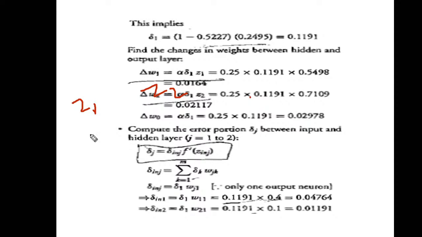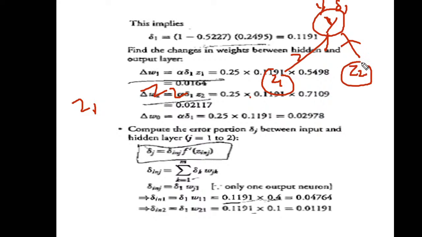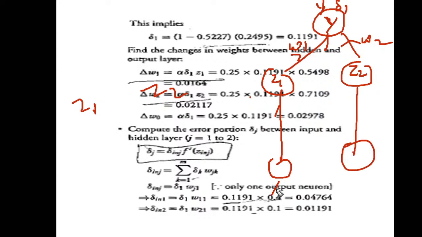See here, the direction is what? If you see carefully, this is y, and from y this delta 1 is coming. This is Z1, and this is Z2. Here are W2, W1, and now here this is X1, X2, and this will be V11, this will be V22. Similarly, these weights are going there, and one bias is there.